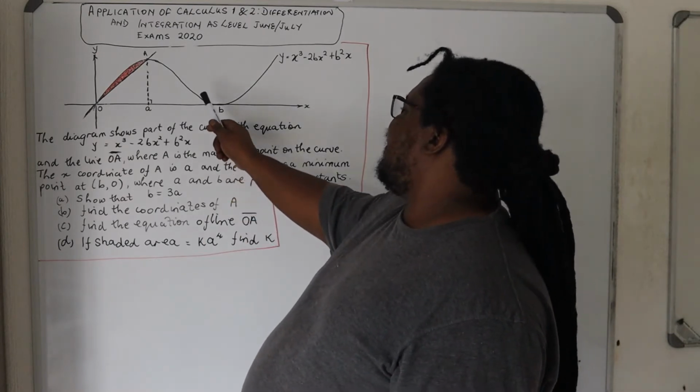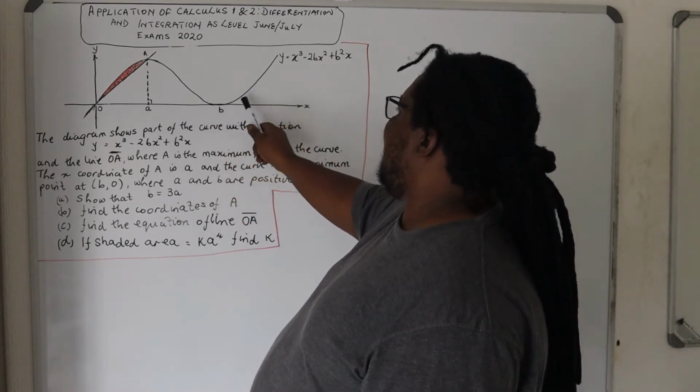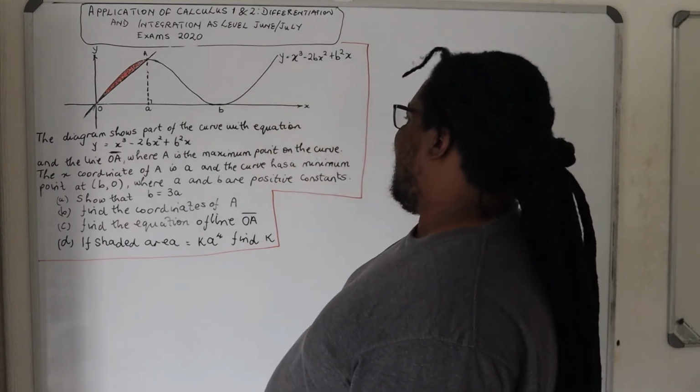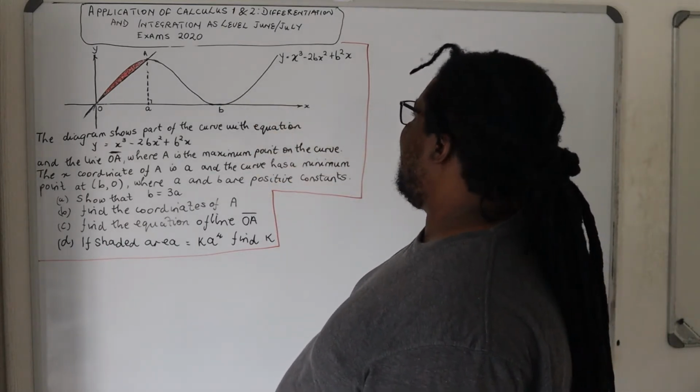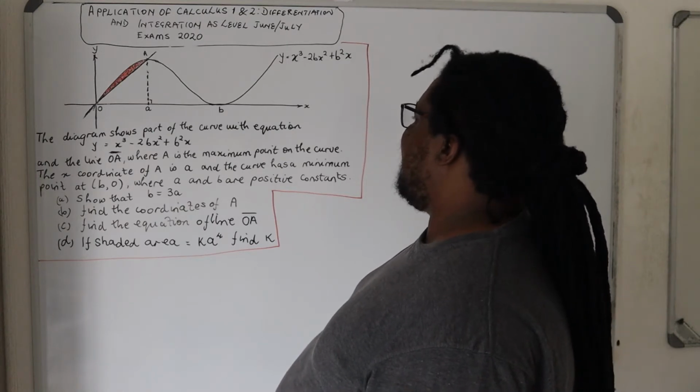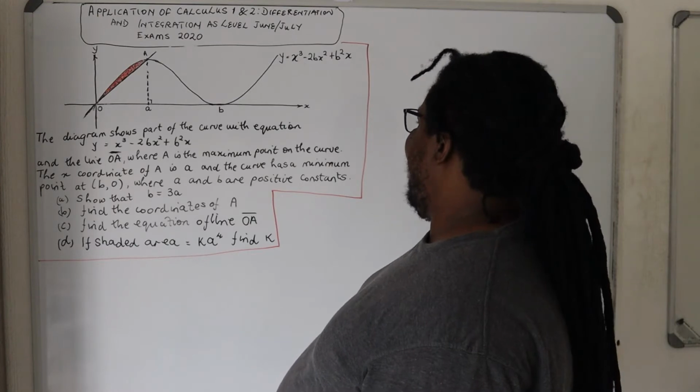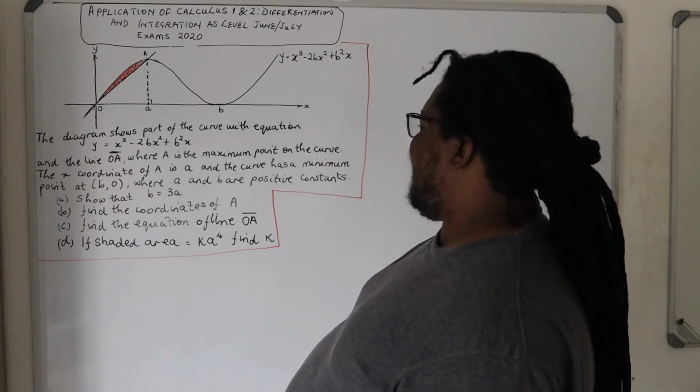and the curve has a minimum point at B, so that means we know that the curve there is also turning from the lowest point going up, and that's a minimum point, and the coordinates there, x is equal to b and y is equal to 0, where a and b are positive constants.